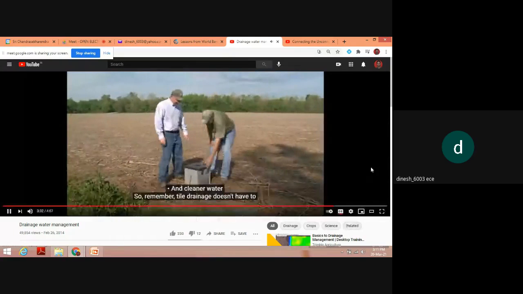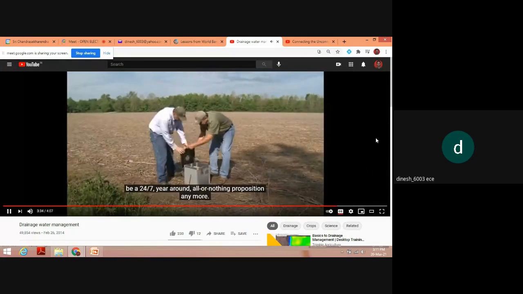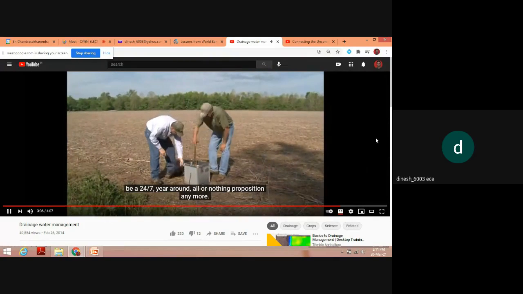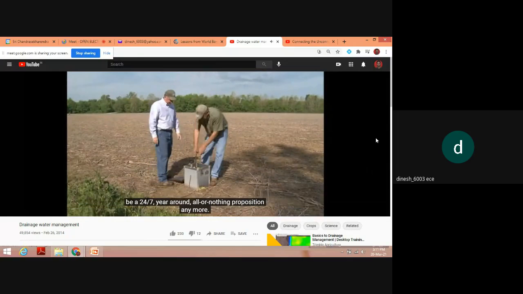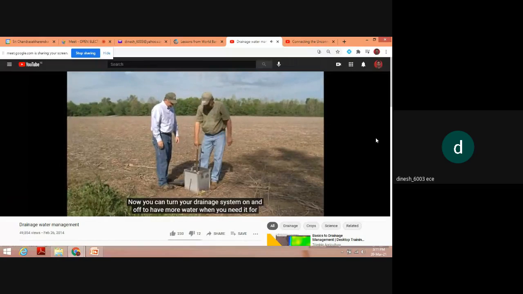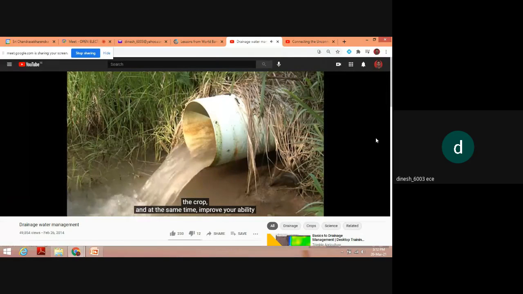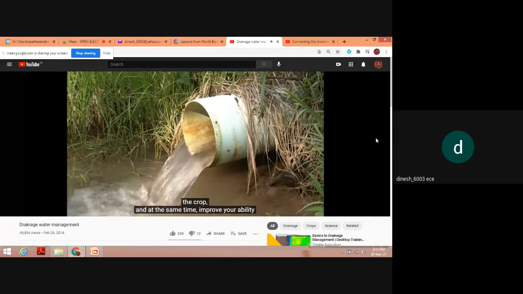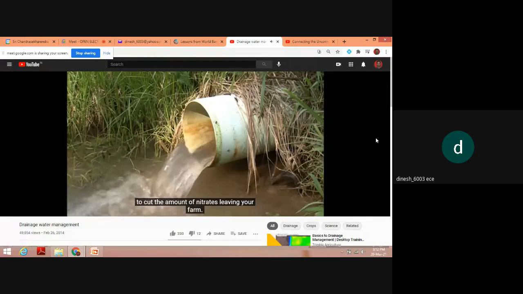So remember, tile drainage doesn't have to be a 24/7, year-round, all-or-nothing proposition anymore. Now you can turn your drainage system on and off to have more water when you need it for the crop, and at the same time, improve your ability to cut the amount of nitrates leaving your farm.